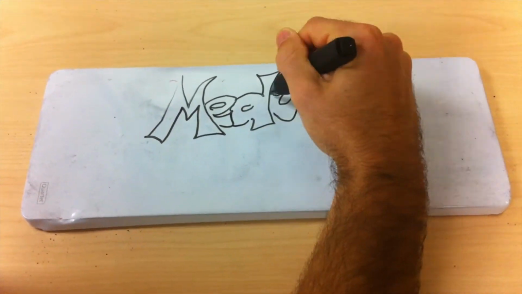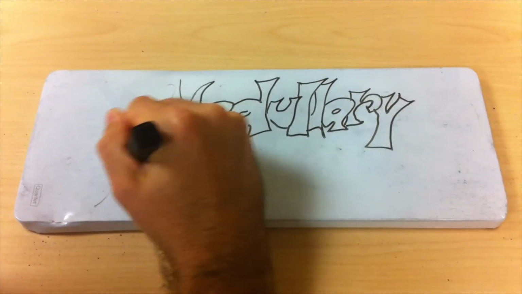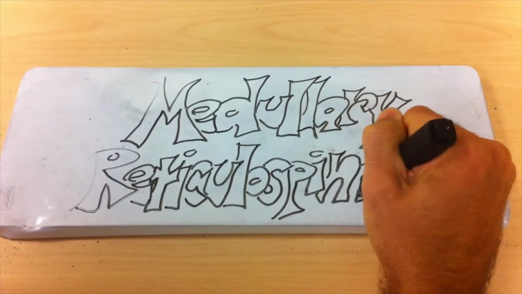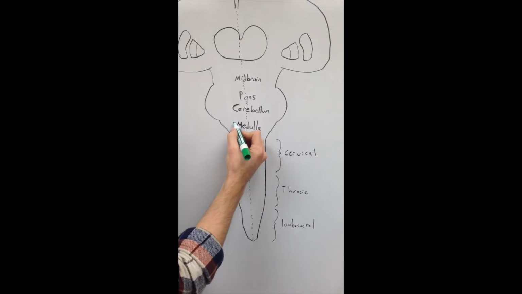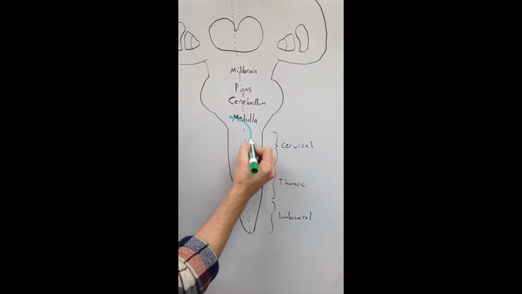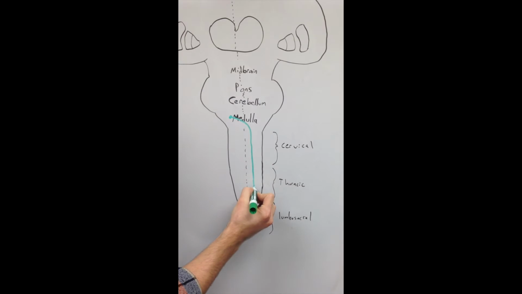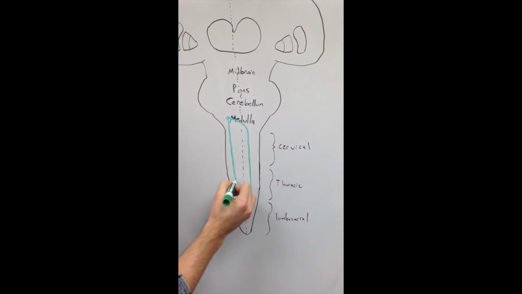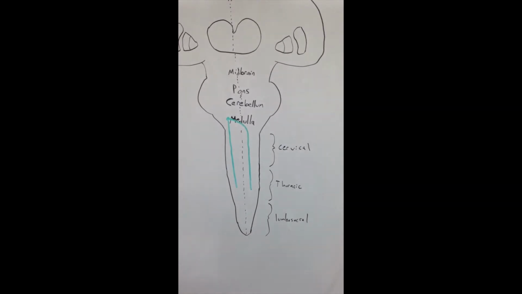Medullary reticulospinal tract. It inhibits and facilitates postural muscles and limbs. It begins in the medullary reticular formation and travels bilaterally. It has inhibitory input to the nuclei of cranial nerves 7 and 5, and it works during gait. Sometimes it inhibits and sometimes it facilitates, depending on what needs to be done at the time.